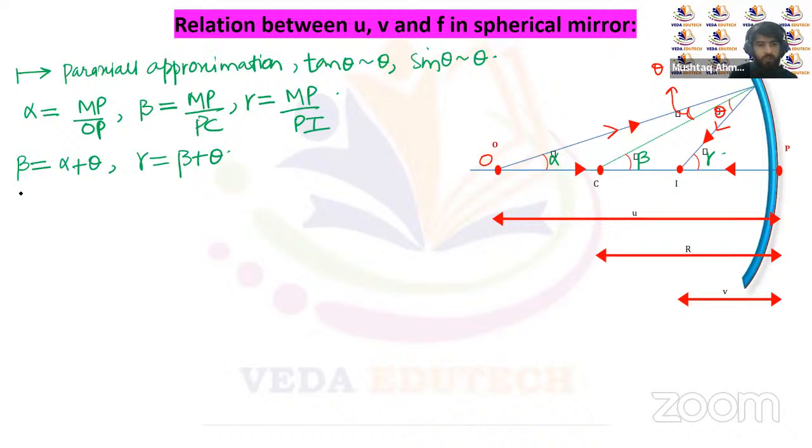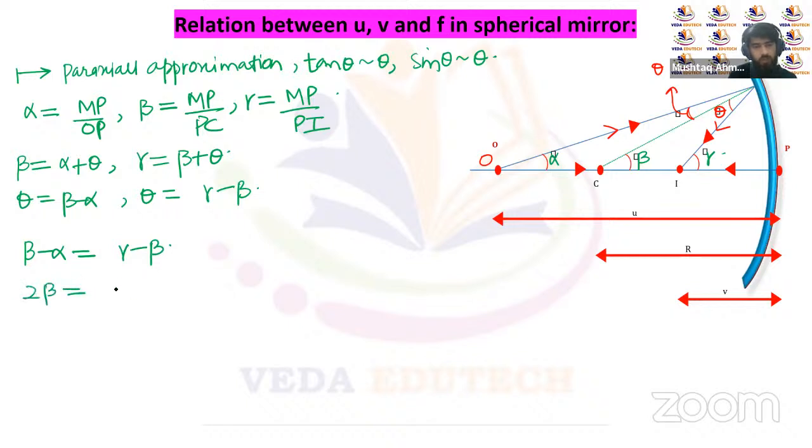Now from here, theta will be equal to beta minus alpha, or theta will be equal to gamma minus beta. Since theta is beta minus alpha and theta is gamma minus beta, it means beta minus alpha has to be equal to gamma minus beta. Or from here we can see twice beta will be equal to alpha plus gamma. That will be twice beta.